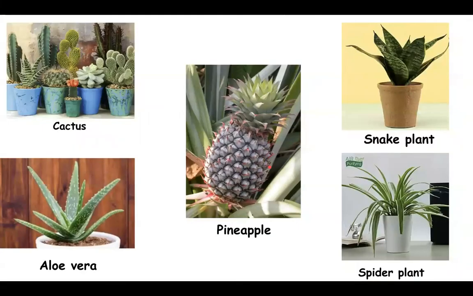Some CAM plants are cactus, aloe vera, pineapple, snake plant, spider plant. Now these plants perform CAM, that is crassulacean acid metabolism. So these plants generally open their stomata at night, and when they open, they can even allow diffusion of oxygen. So these plants are said to be healthy plants. They release oxygen in the air even at night.